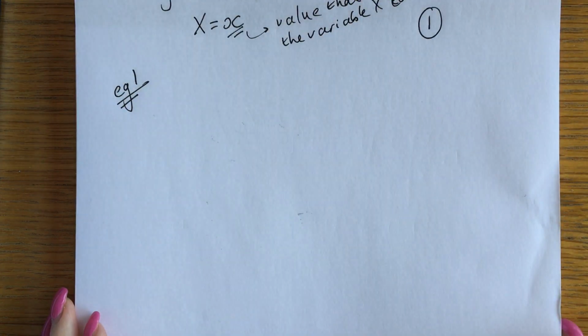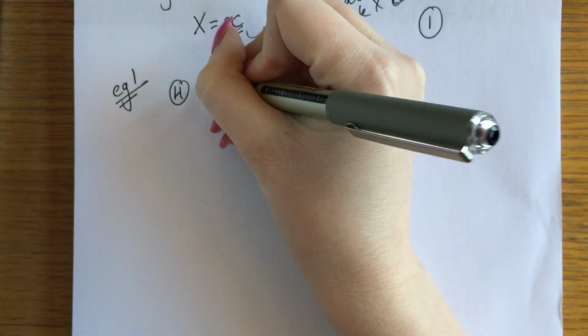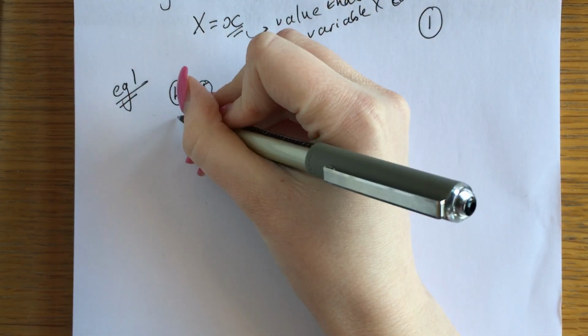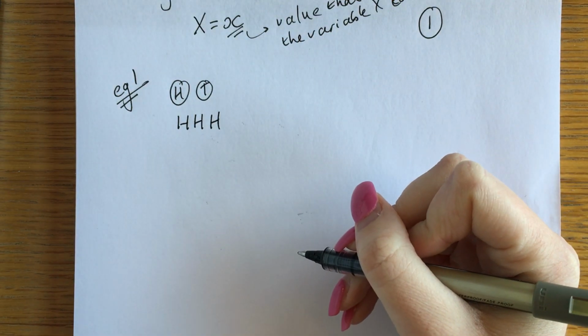Whenever we're asked to write outcomes, we should try and do them in a really logical manner. When I'm tossing a coin, I'm only going to be able to get heads or tails. I'm not going to be able to get anything else. We are assuming that the probability of it landing on its side is so small or negligible that it's not something we're considering. So we're only looking at heads or tails. So I could get 3 heads.